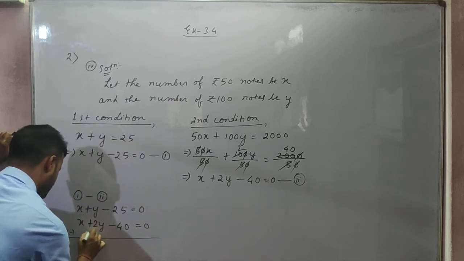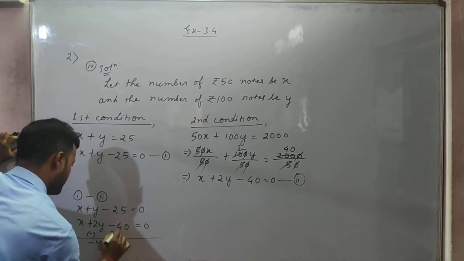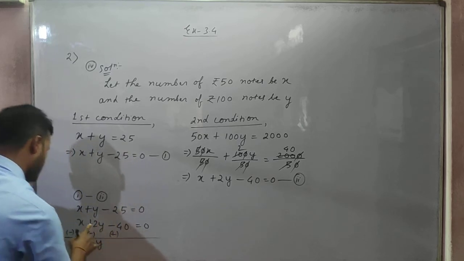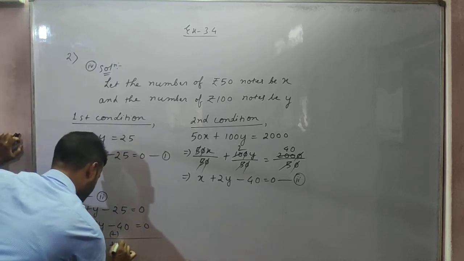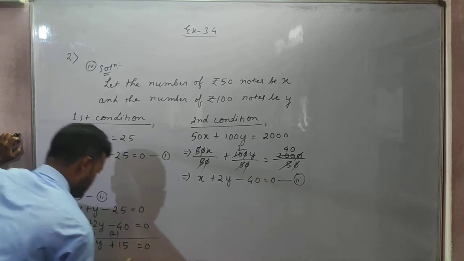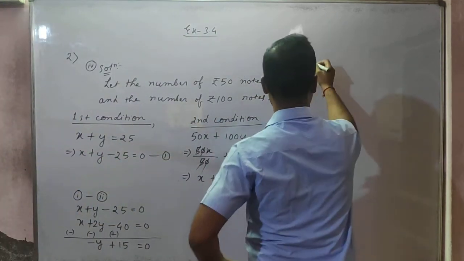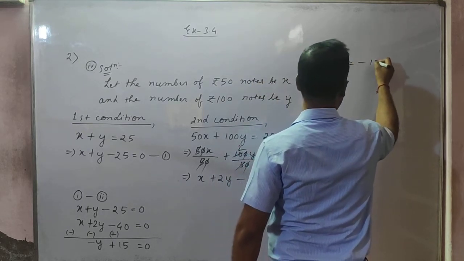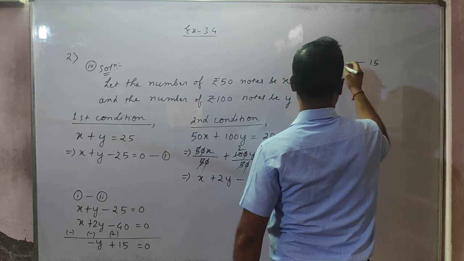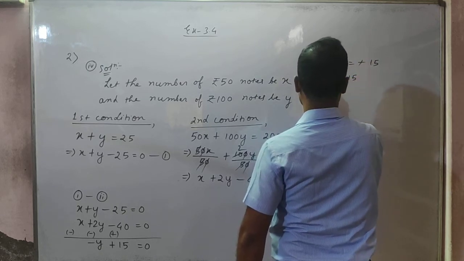So signs I will change. x and x cancel. y minus 2y is minus y, and minus 25 plus 40 is plus 15, equal to 0. After that, minus y is equal to minus 15. Minus minus cancel, therefore y is equal to 15.